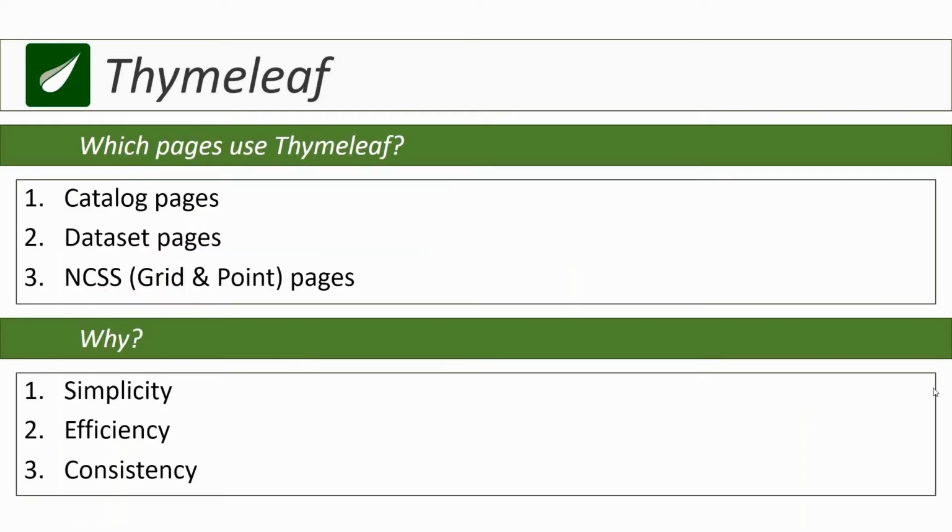So right now, the pages that use Thymeleaf are the catalog pages, dataset views, and NCSS, both grid and point pages. Why are we turning everything to Thymeleaf templates? It's simpler to use, simpler to read, simpler to edit. It's a lot faster, so taking a fully built template and putting in the information that you want is faster than trying to write out a full string for that full page. And it's very consistent. You're always using the same structure, same template. You're just changing what pieces get pulled in and moved around.